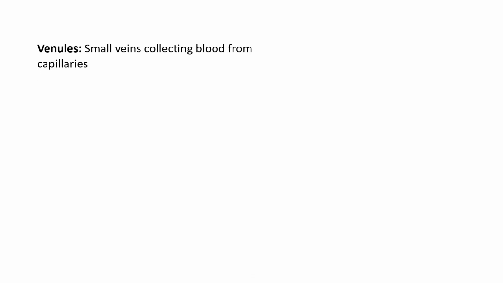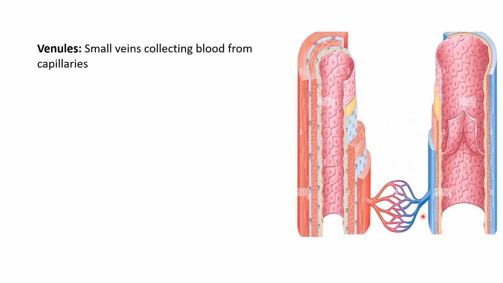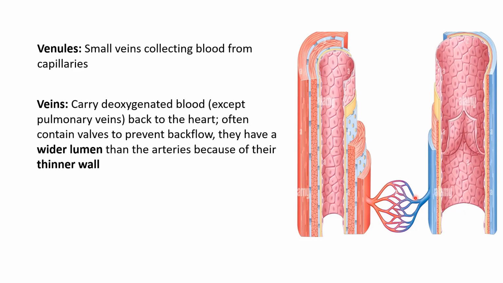Venules are small veins collecting blood from capillaries to the vein. These are the venules. Veins carry deoxygenated blood back to the heart, except the pulmonary veins. These veins have valves to prevent backflow of blood.